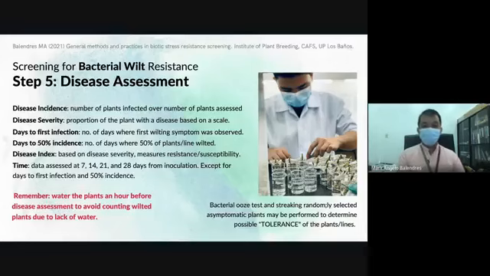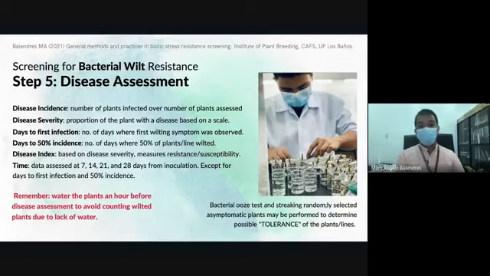Now, you need to remember that before you do the assessment, you need to water the plants at least an hour before, because the wilting could be just due to a lack of water in your plants. So you make sure that you provide water first, at least 1 hour before the assessment.